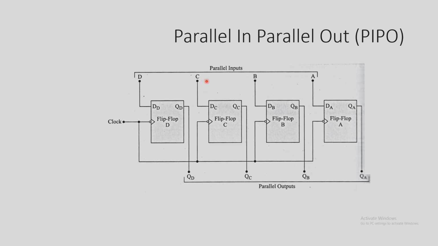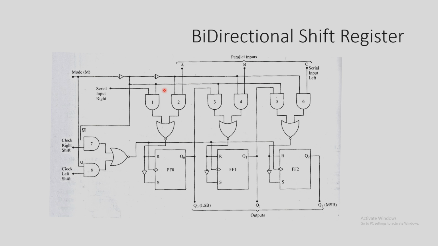Okay, let's now move on to the parallel in, parallel out. This is no different from a buffer register. All the flip-flops receive data in a parallel manner and provide output in a parallel manner. A common clock pulse controls them to make them synchronized. So there's nothing complicated in this circuit.